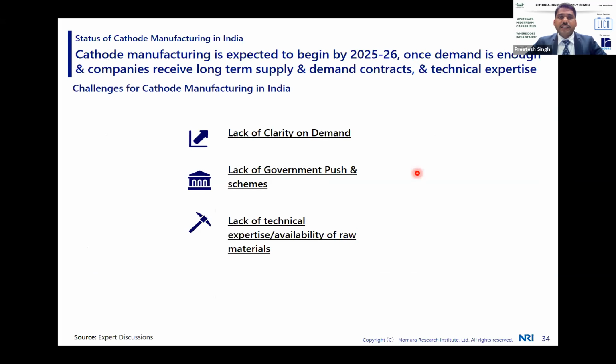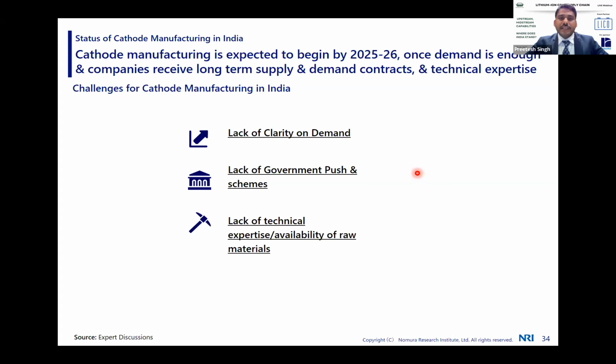Now I will move to cathode manufacturing. Be it anode, cathode, separator, or electrolyte, generally they look at two things mainly: one, security in terms of demand, and also proximity to natural resources. Somehow, unfortunately, India doesn't place very well on those two criteria.